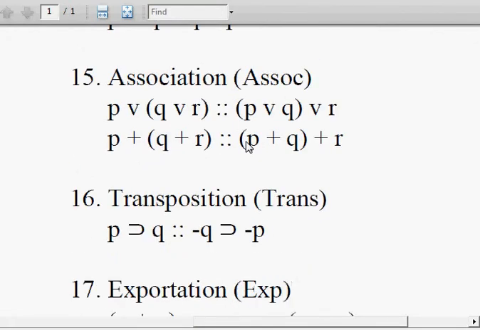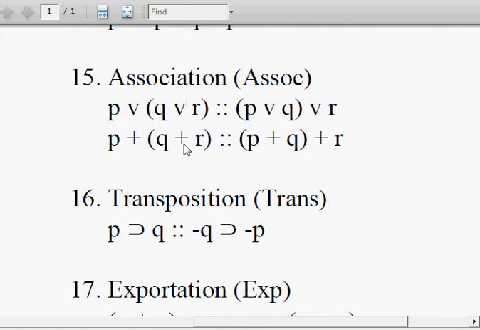Next one is association. The key here is that if everything in this parenthesis is a wedge, like you have P wedge, parentheses, Q wedge R, you can move the parentheses around sort of at will. You can make it P wedge Q wedge R. You can make it P wedge R wedge Q. And same thing if they're all pluses. With pluses and wedges, you can do it. You can't do it with horseshoes. You can't do it with triple bars, but you can do it with wedges and pluses if they're all the same.